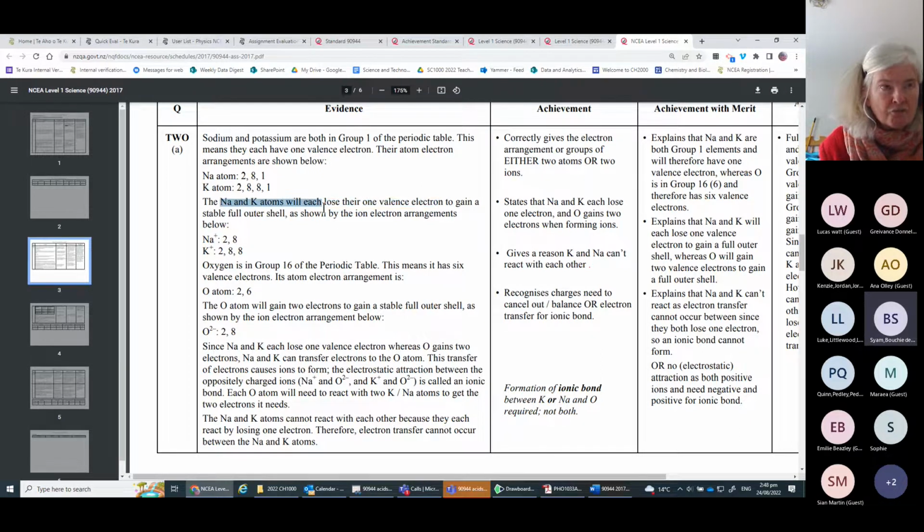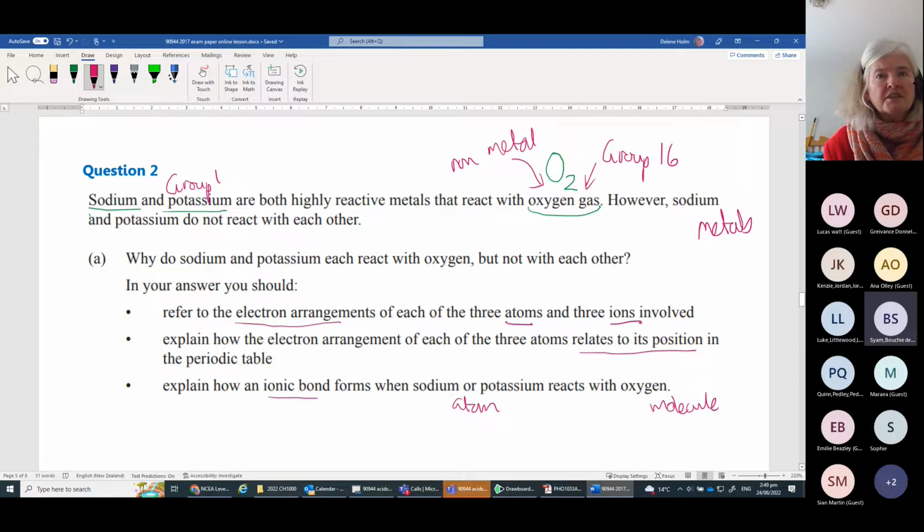Now be careful of how you say things. Notice that the atoms lose the electrons, not the ions. So a very common mistake is to say K plus has lost an electron, or K plus loses an electron, something along those lines. Rather say K atom loses one electron to form K plus, because K plus won't lose any more electrons. It's not going to form K2 plus or K3 plus. So just be careful of that wording. And then refer to the valence electrons. And I did sort of show you right in the beginning when we were looking at the periodic table.